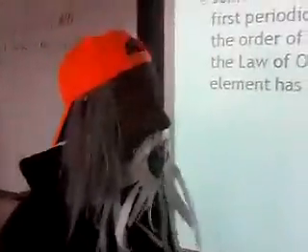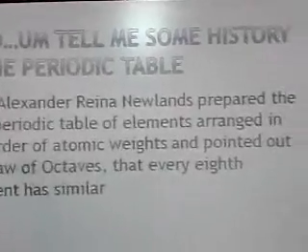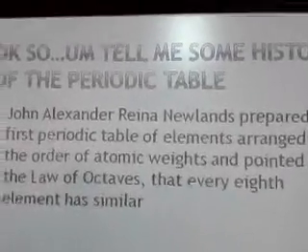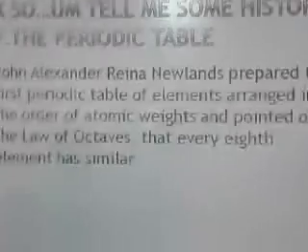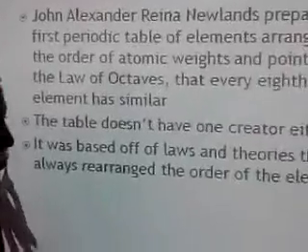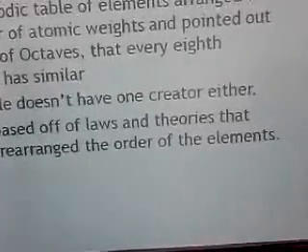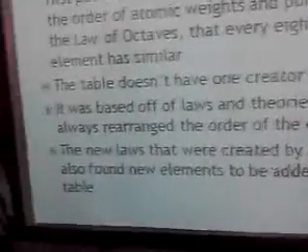Okay, so tell me some more history about this table of elements. John Alexander Newlands prepared the first periodic table of elements arranged in order of the atomic weights and pointed out the law of octaves, that every element has similar properties. The table does not have one creator either. It's more than one. It was based off of laws and theories that rearranged the order of the elements. The new laws that were created by chemists also found new elements to be added to the table.